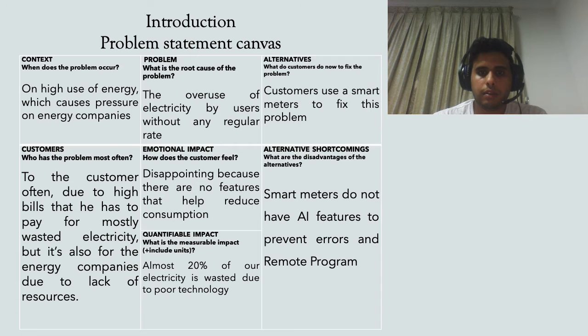The disadvantages of the alternative are that the smart meters do not have all the features to prevent errors and remote programming. Customers feel disappointed because there are no features that help reduce consumption, with measurable and quantifiable impact. Almost 20% of the electricity is wasted due to poor technology.